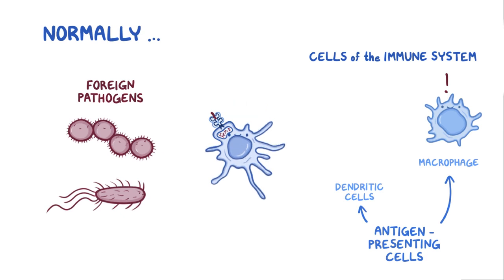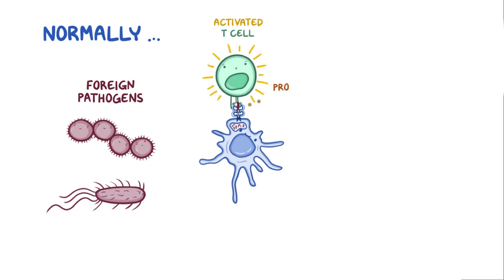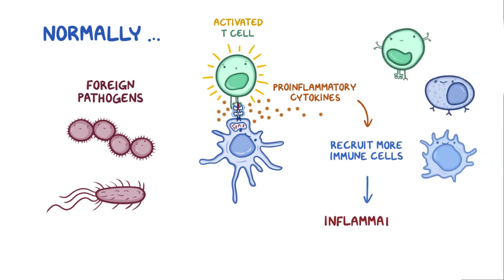An antigen-presenting cell then searches for a T cell that can bind to the antigen. Once found, binding to the antigen helps activate this T cell, which then releases pro-inflammatory cytokines, or signaling molecules that recruit more immune cells, ultimately leading to inflammation.